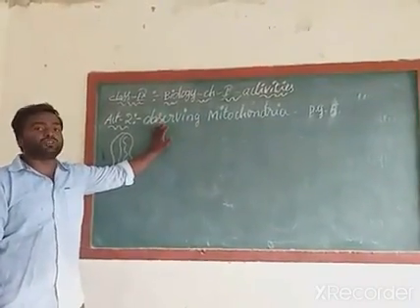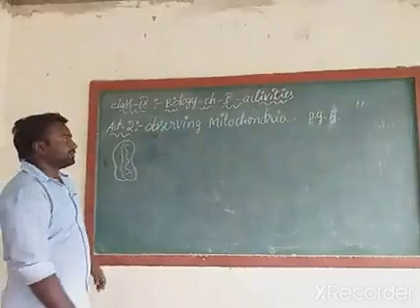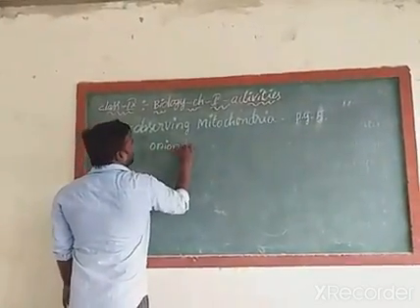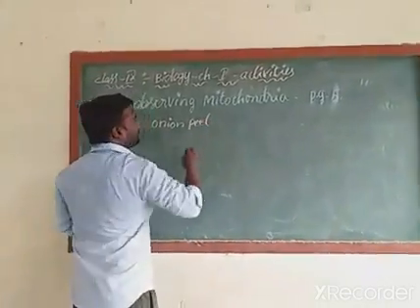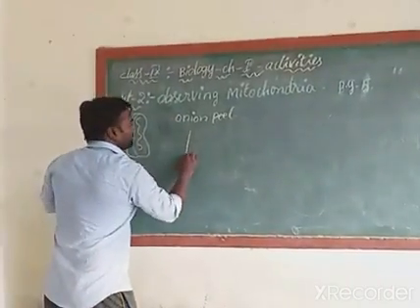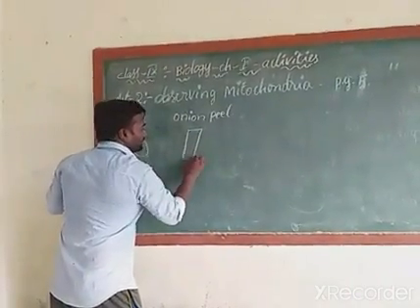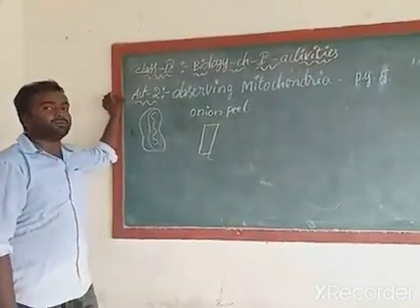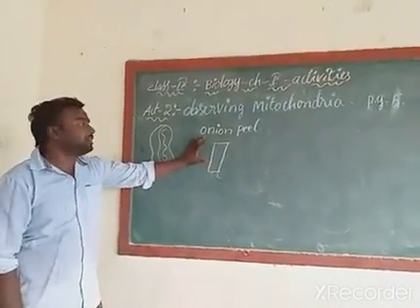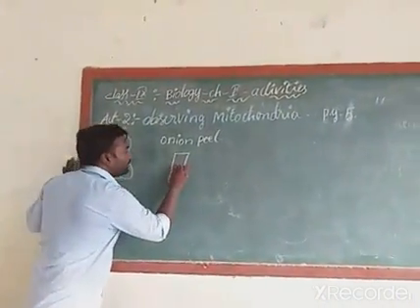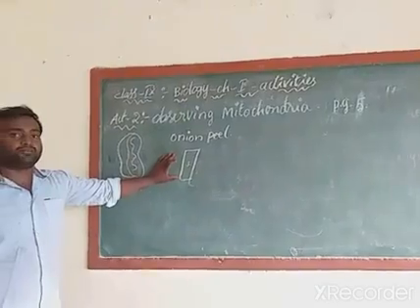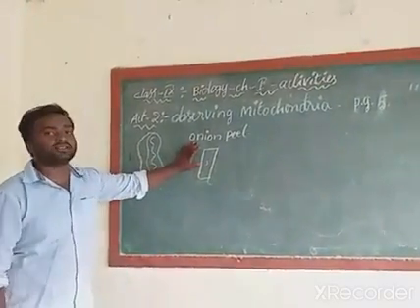In order to observe the mitochondria, first we need to take an onion peel. Take a small piece of onion. Next, keep it on the surface of a glass slide. Glass slide means, as I already told you, a rectangular shaped glass plate. Now keep the onion peel on the surface of the glass slide.